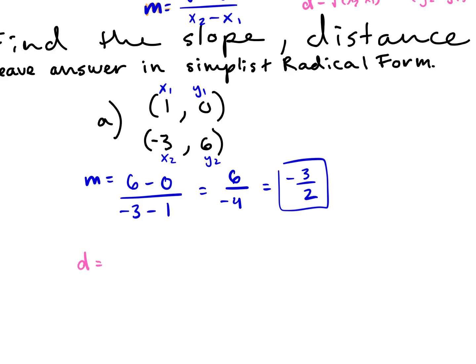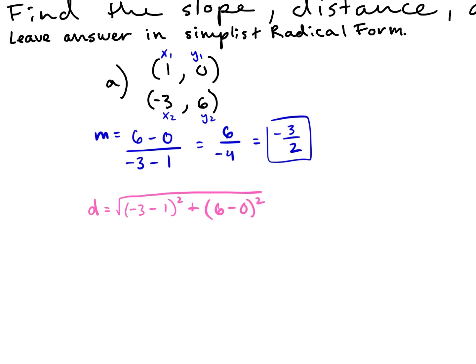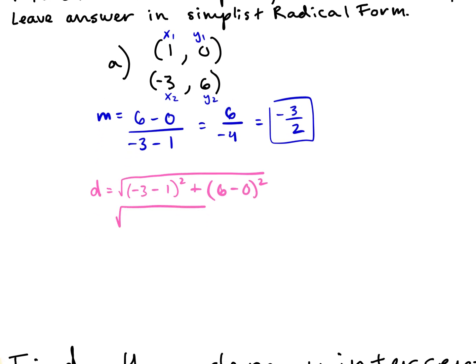Next, let's find the distance. So our distance would be the square root of, let's plug it all in. So we have x2 would be negative 3 minus x1, which is 1 squared, plus y2, which is 6, minus y1, which is 0 squared. So we have the square root of negative 4 squared, plus 6 squared. So the square root of 16 plus 36, which would be the square root of 52.